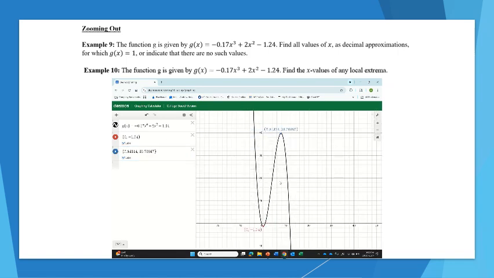And so our local min should be 0, negative 1.24, and our local maximum should be 7.843, 39.770, rounding to 3 decimal places there.